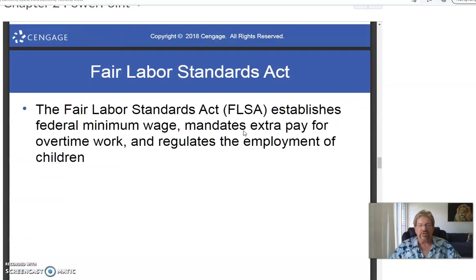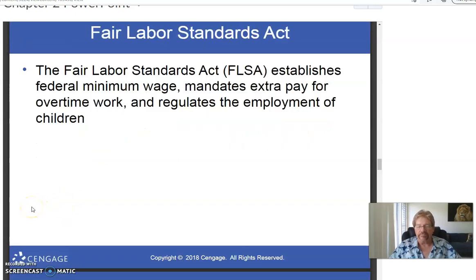Fair Labor Standards Act establishes federal minimum wage, mandates extra pay for overtime, and regulates the employment of children. Guys, my experience has been if you don't have these kinds of laws in effect, there'll be some companies that will treat their employees quite good, and there's some of them that will take advantage of them and would work them as slaves if they could get by with it, in my opinion.